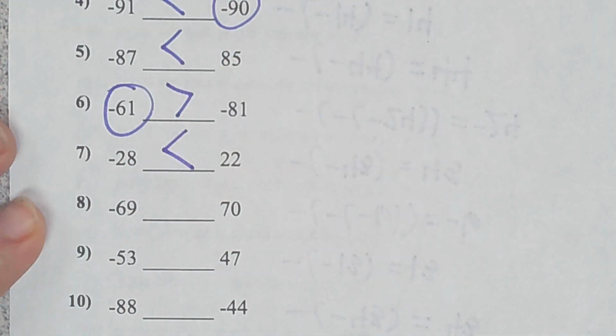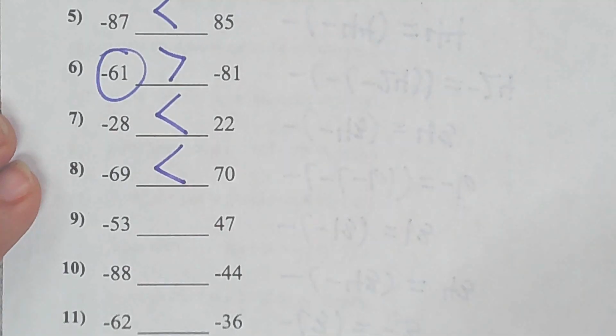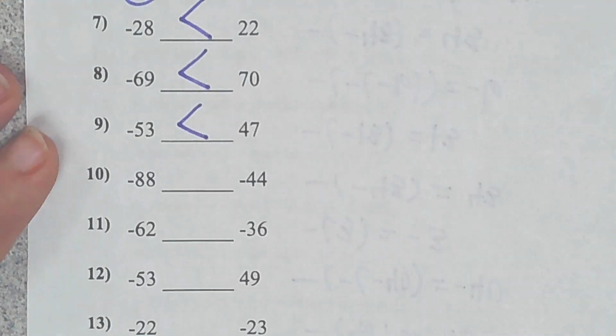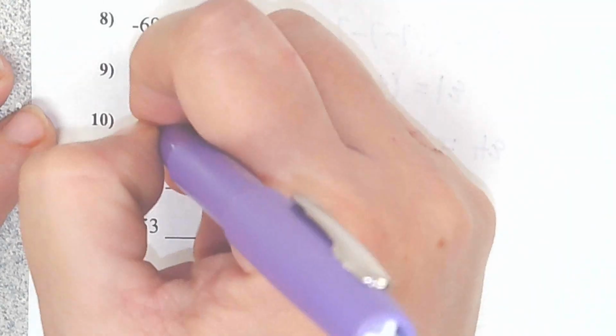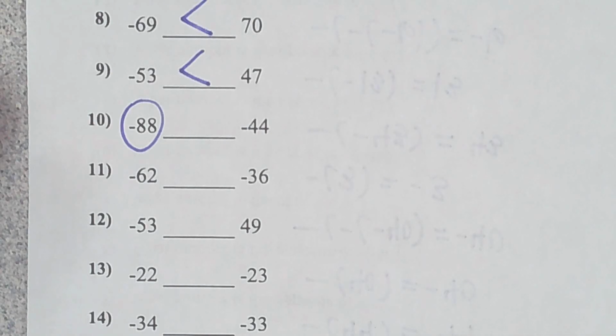A negative is always smaller than a positive. Negative 88 is not closer to 0. Didn't mean to circle that one. Thank you.